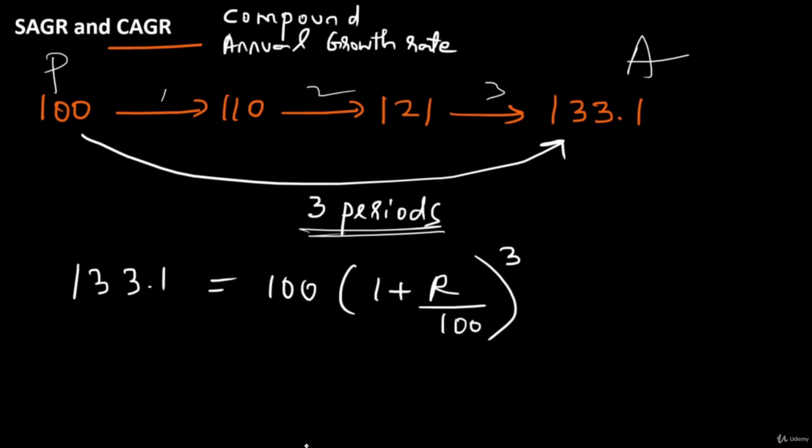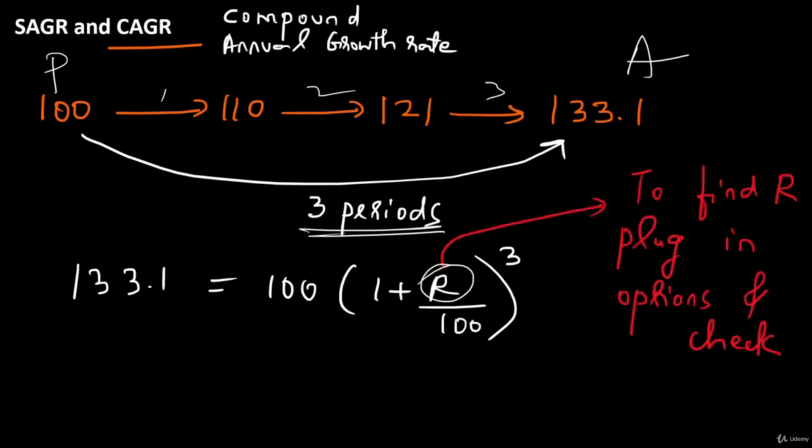Now in a question, if you were to find this, you would have to plug in the values of r, because we don't want to find the cube root, as that makes it more complicated. The easier way is to plug in various answer options into r and to find the correct answer. So that's how you would proceed for finding the value of r in a real question.